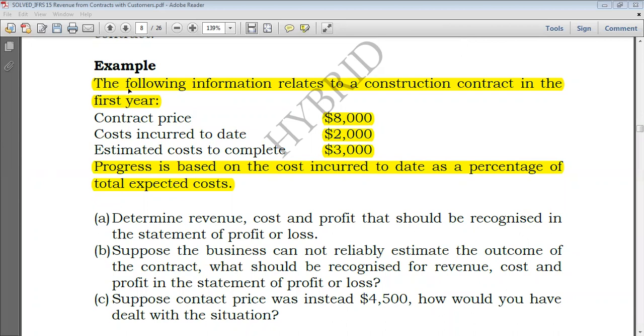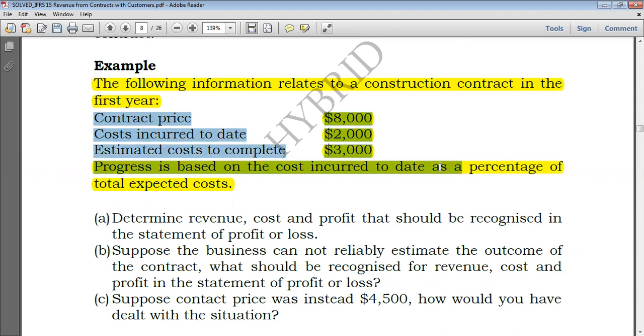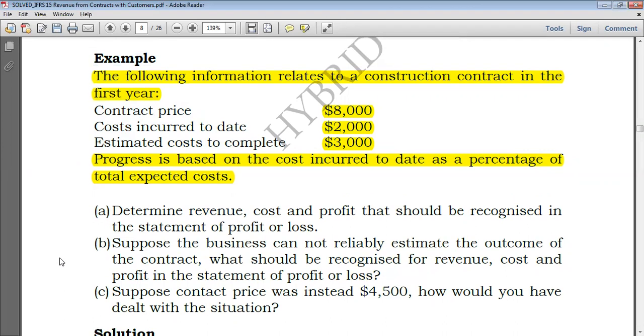We just did the construction contracts, contracts with customers here. We are provided with a contract price of $8,000, cost incurred to date of 2,000, and estimated cost to complete of 3,000. And we are told that progress is based on the cost incurred to date as a percentage of the total expected costs. Now, we did part A and part B in the previous videos. You can just check them.